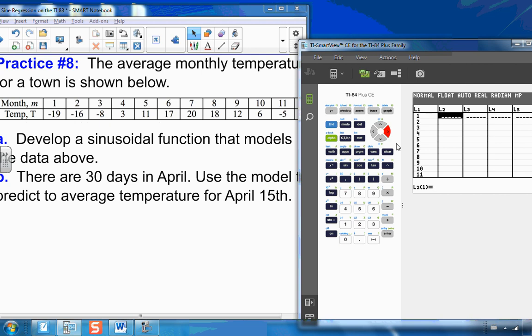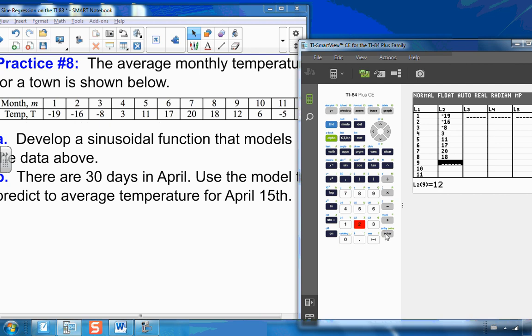So now I go over to list 2 and I'm going to enter in my temperatures. Now, this is negative 19. Make sure you don't use your subtraction. That's an operation. Use your negative key. So negative 19, and then just press enter to get down to the next one. Negative 16, negative 8. And I really take my time with this because one little mistake and the whole question falls apart. So really take your time. This is the tedious part, but it's definitely worth taking your time.